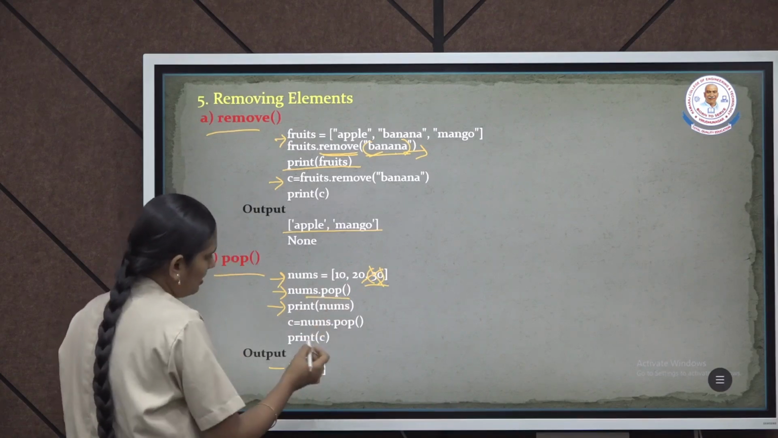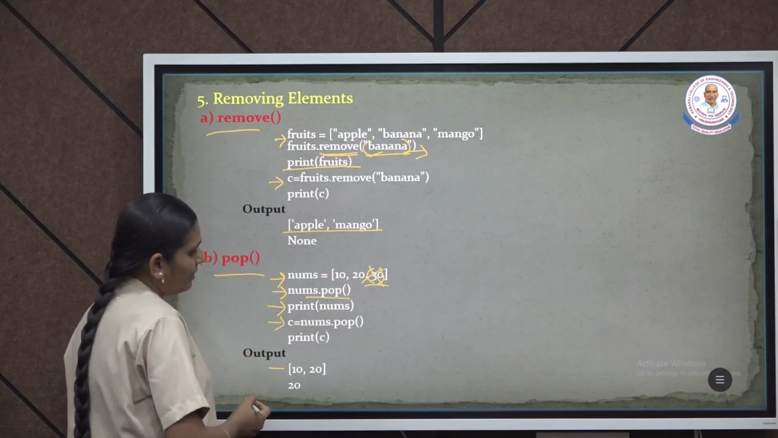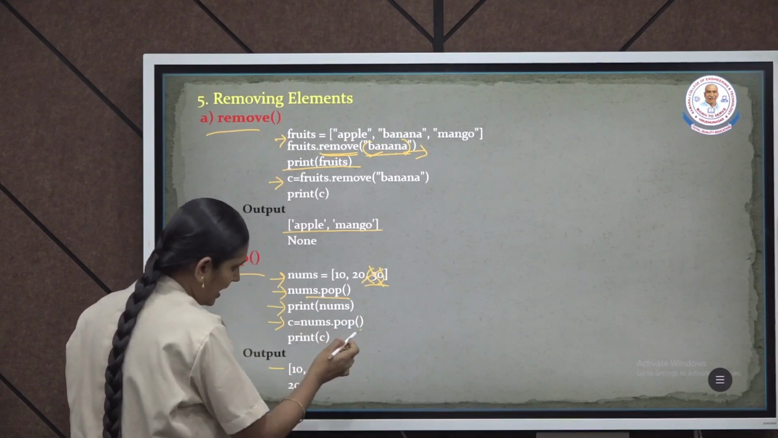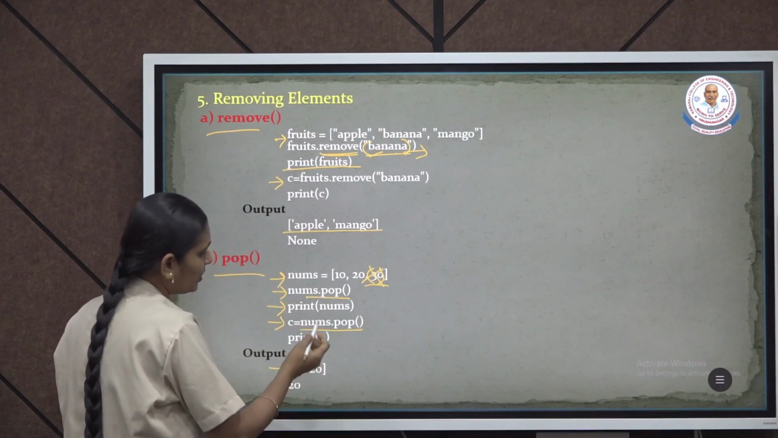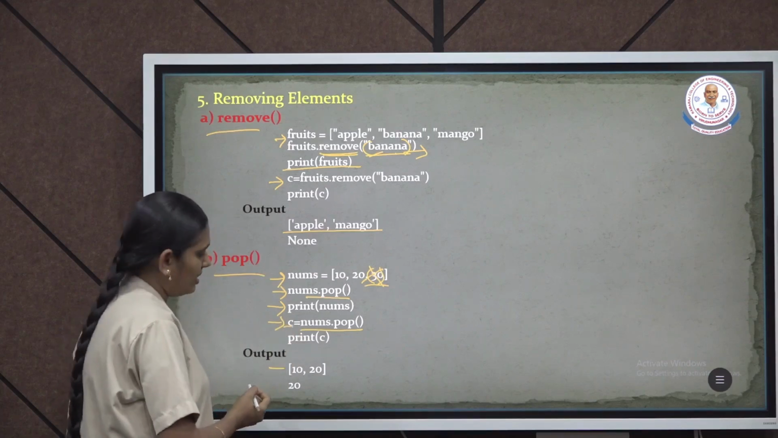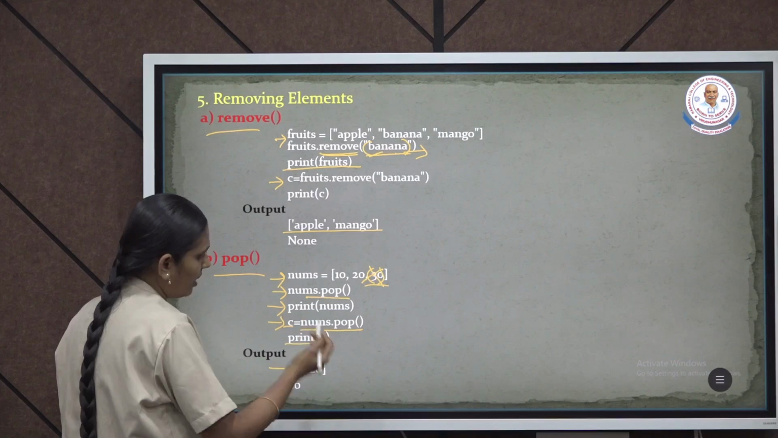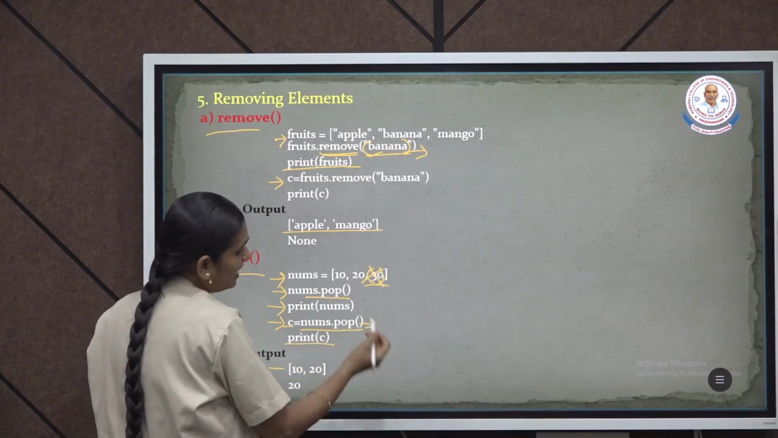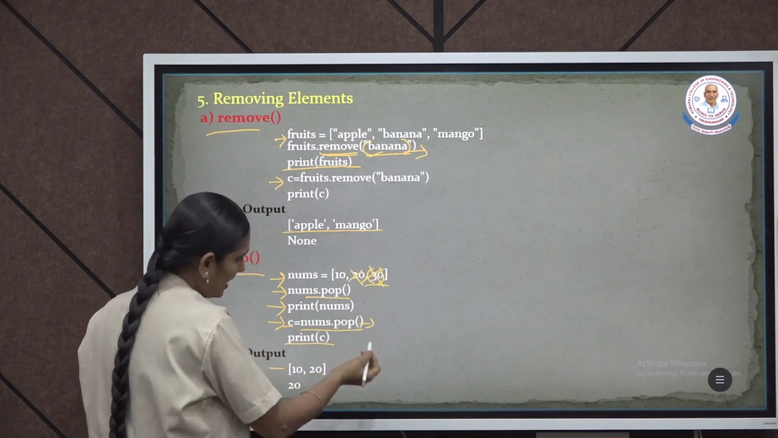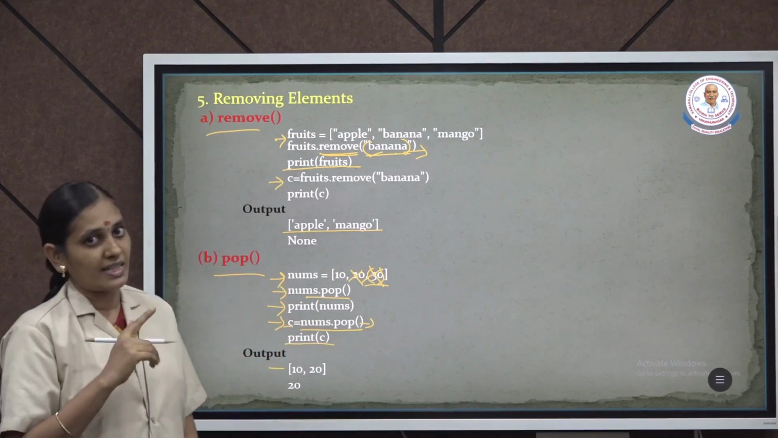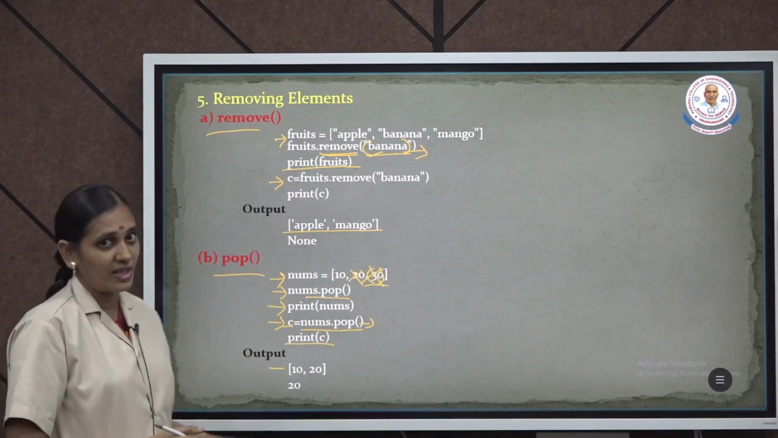Then finally, in this line, what I am trying to do is num.pop. In this line I am deleting the element and storing it in a variable. Finally I have printed the variable. What is the value? 20. What will be deleted in this step? It will delete 20. So the deleted element is stored in a variable. In remove we can't store the deleted element. In pop we can store the deleted element.